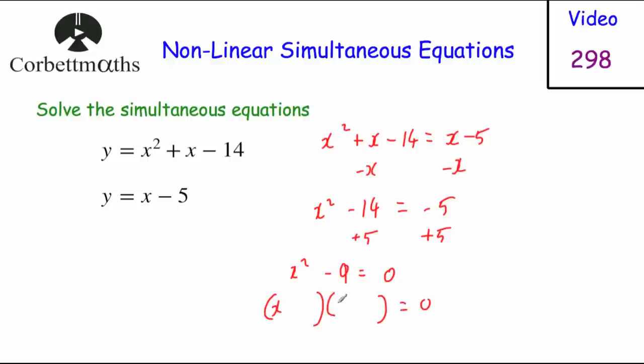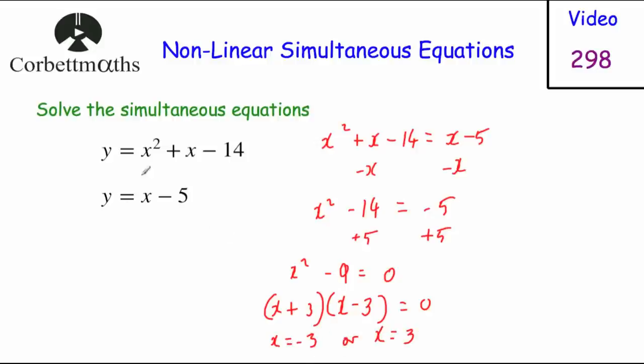We'll put x at the front of both brackets. And the square root of 9 is 3. So let's put 3 in both brackets, one with a plus sign and one with a minus sign. And then solving this, we want to make each bracket 0, so in this bracket it would be x equals negative 3 or x equals 3. So they would be our two solutions for x.